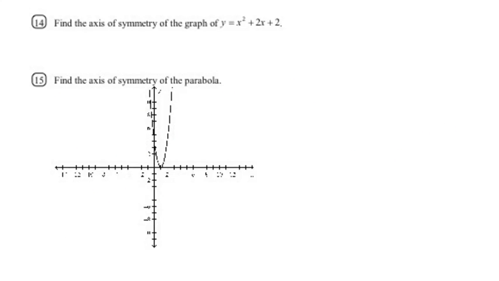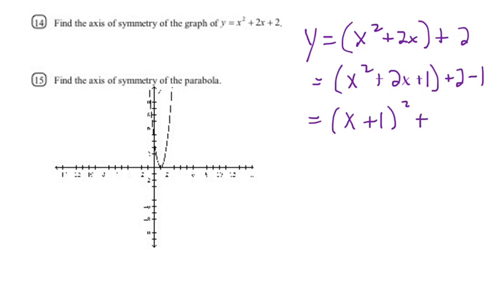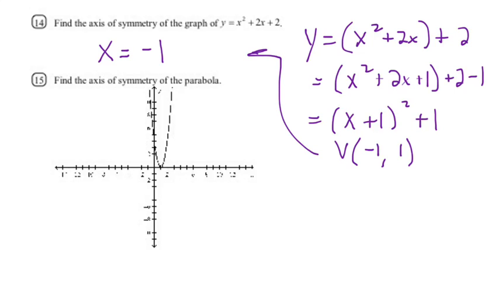Number 10, find the axis of symmetry. We've seen these things quite a bit now. We group the quadratic and linear term. We add 2 divided by 2 squared. We subtract it on the outside. We factor into our perfect square. And so it looks like it has a vertex of negative 1, 1. And therefore, the axis of symmetry is x equals negative 1. Whatever the x value is of the vertex is the equation for the axis of symmetry.